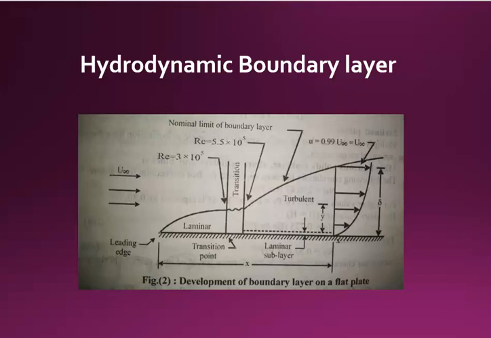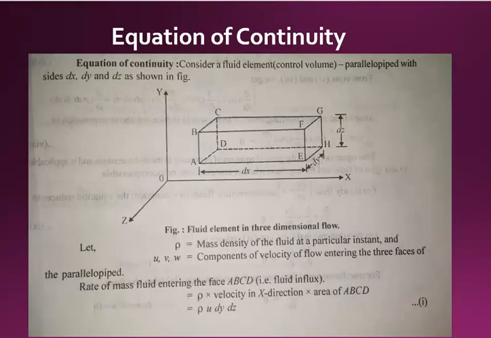Let's next move to our next topic, that is the equation of continuity. For this we have considered a cuboid having sides dx, dy and dz. In this equation we will consider several terminologies. That could be rho, that stands for the mass density of the fluid at a particular point, and u, v, w, that are the components of the velocity of flow entering the three faces of the parallelepiped.